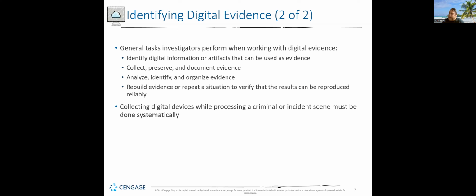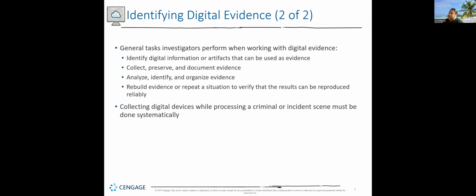Rebuild evidence or repeat a situation to verify that the results can be reproduced reliably. So sometimes a disc, for example a CD, a DVD, a Blu-ray, gets smashed. What if it's all data that you need? You would piece it back together digitally. You would try to recreate how this was damaged so you can see if you can achieve the same results. This way you can verify it. That's what it's referring to.